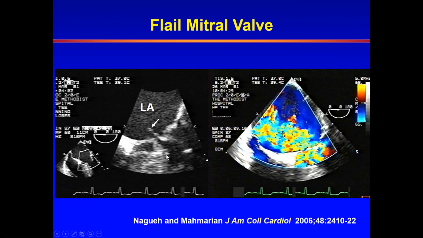The direction of the MR jet is a clue to the presence of obstruction and can also be a clue to something other than obstruction. This is a patient with a flail segment in the posterior leaflet of the mitral valve and a lot of mitral regurgitation directed medially. This patient again was thought to have dynamic obstruction because of the jet directed anteriorly. They underwent transesophageal echo and uncovered this diagnosis, and they were referred for mitral valve repair.